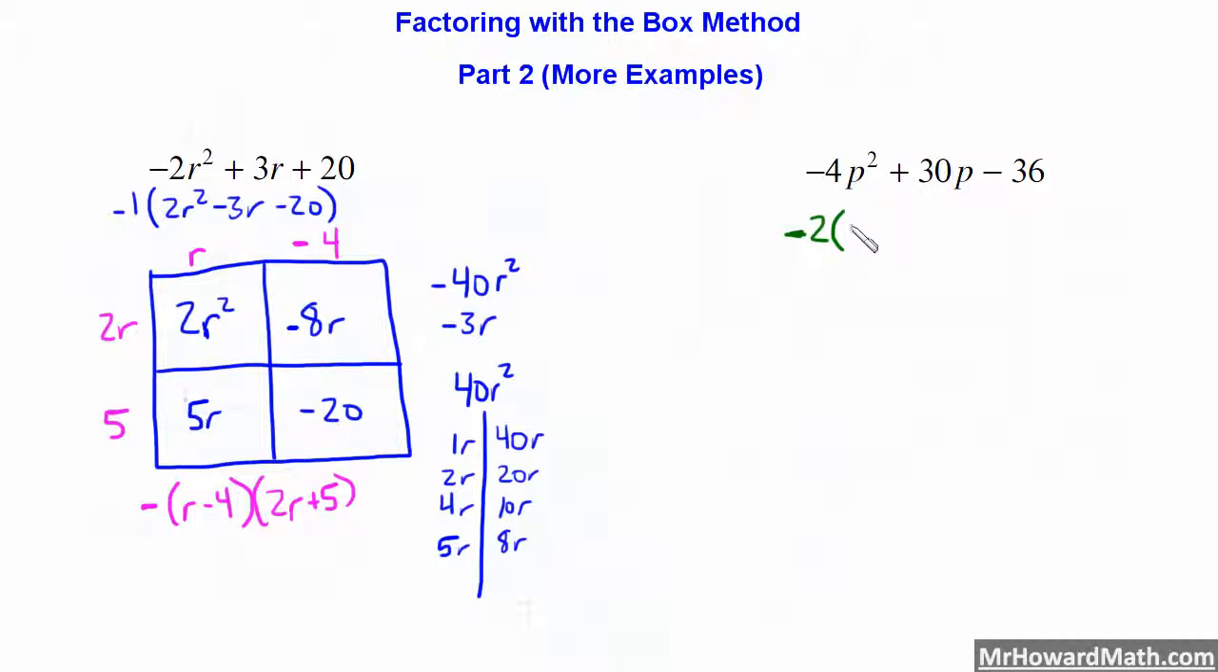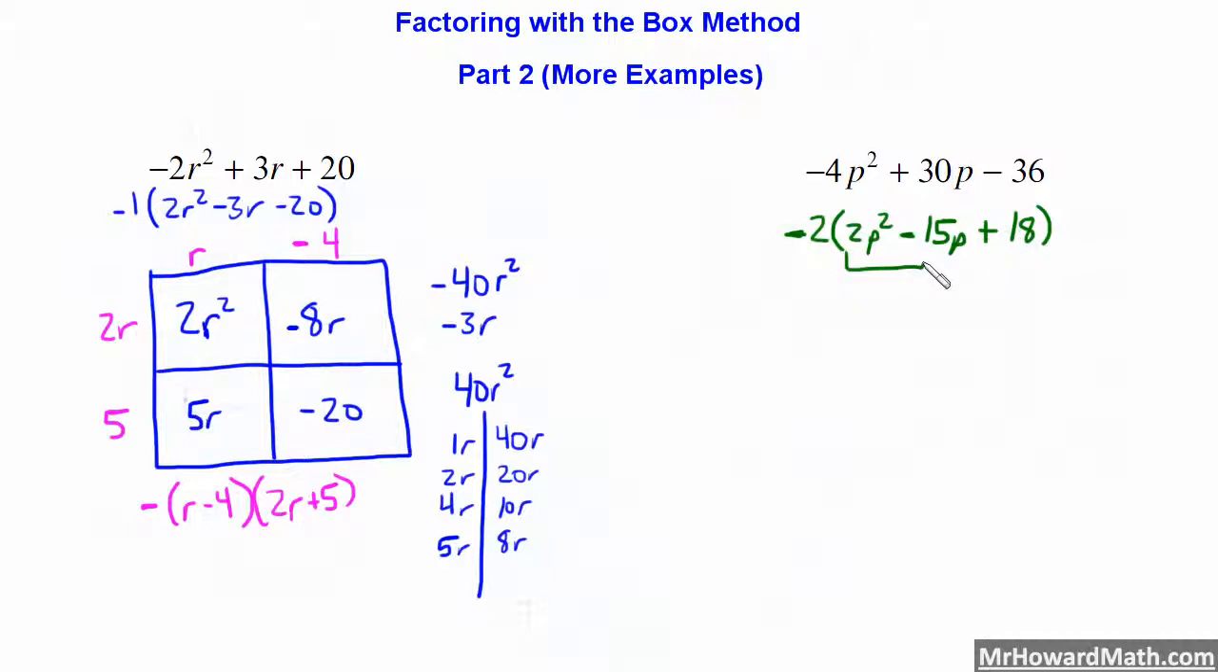So that'll be a 2p squared. -2 times 2p squared gives us the -4p squared. Then this will become a -15p. -15p times -2 would give us the plus 30p here. And now this sign also needs to change, so it's going to be a plus. And we're pulling out a 2, so 36 and 2, that would be an 18 here. So 18 times -2 would give us a -36. Okay, now we're ready to work.